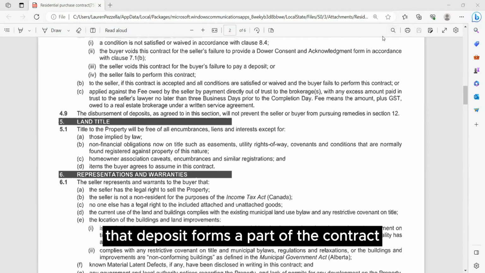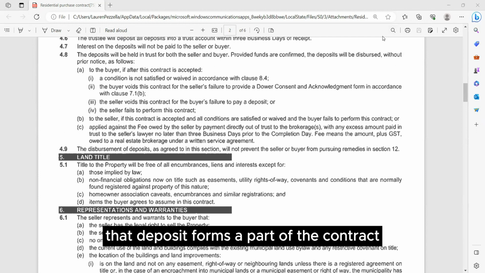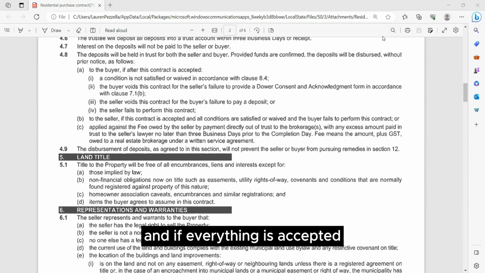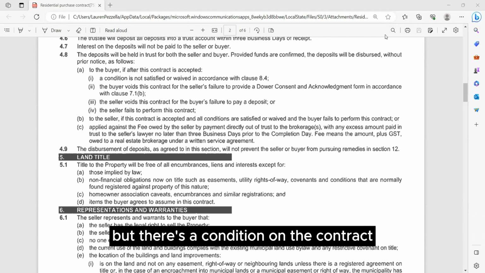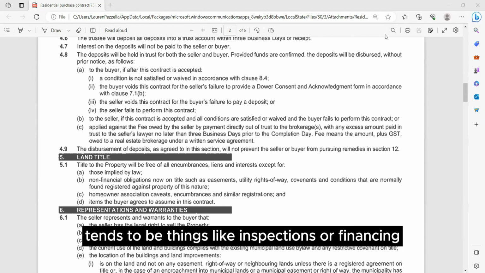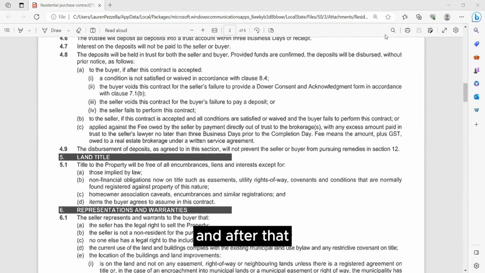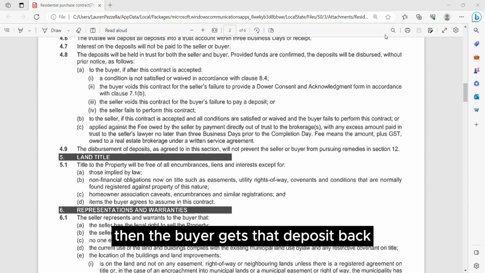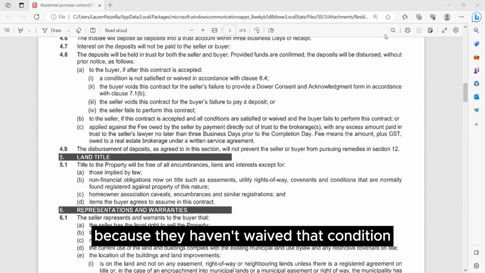And again, so then that deposit forms a part of the contract. And if everything is accepted, then that forms part of the purchase price. If the contract is accepted, but there's a condition on the contract, and we'll get down to that down below, but obviously the most common one tends to be things like inspections or financing. And if that condition is not waived because either financing didn't go through or a failed inspection, then the buyer gets that deposit back because they haven't waived that condition.